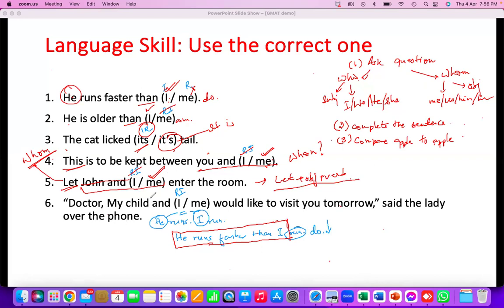Now here, the lady is addressing the doctor. My child and I would like to visit you tomorrow. Both of you got it correct. Fine. So this is about these sentences. I hope you understood everything. Understood. Want to take the screenshot? You can take the screenshot. Maybe helpful for you in future.